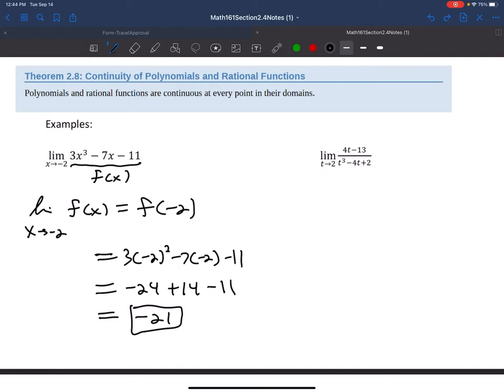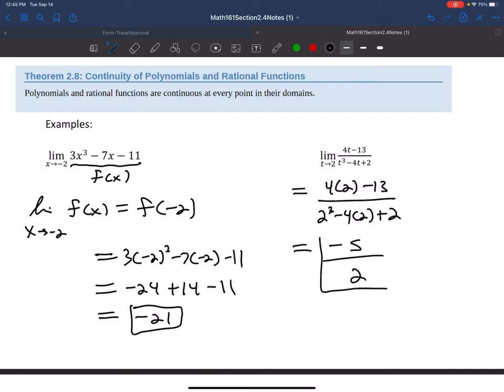If I plug in 2, this should be 4 times 2 minus 13 over 2 cubed minus 4 times 2 plus 2. So what do I get there? I get 8 minus 13, which is -5. And then in the denominator I get 8 minus 8, which is 0, plus 2 is 2. So it turns out I do not get a 0 denominator problem. So the theorem up above holds in this particular case.